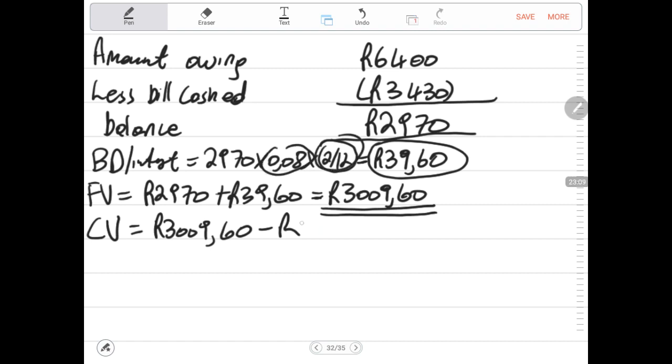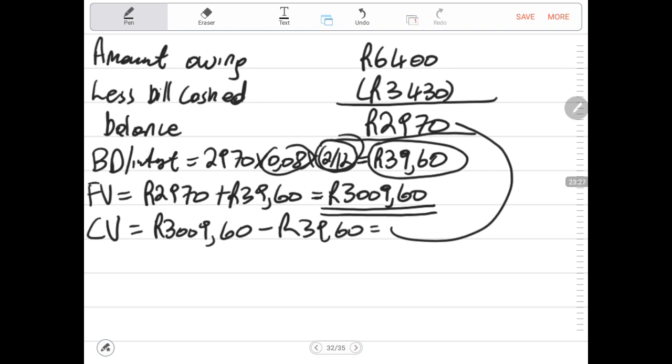So the bank will deduct the interest of 39 rand 60 cents in order for this person to get the cash value that is equal to the debt that is owing, so that he can settle his debt immediately. Now, with that, guys, that is very important to master.